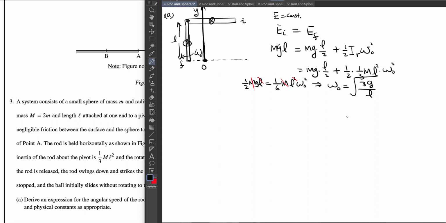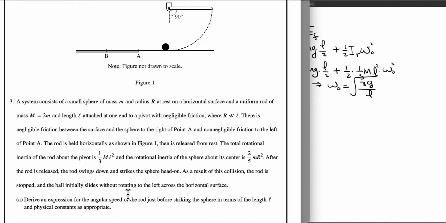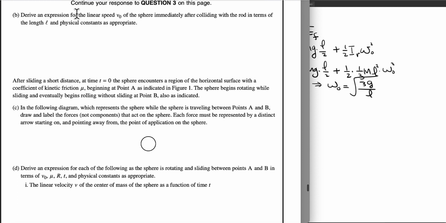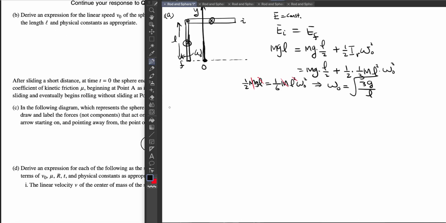Now, second question. Derive an expression for the linear speed v0 of the sphere immediately after colliding with the rod in terms of length L and physical constants as appropriate. Okay, so now we should think about angular momentum conservation.